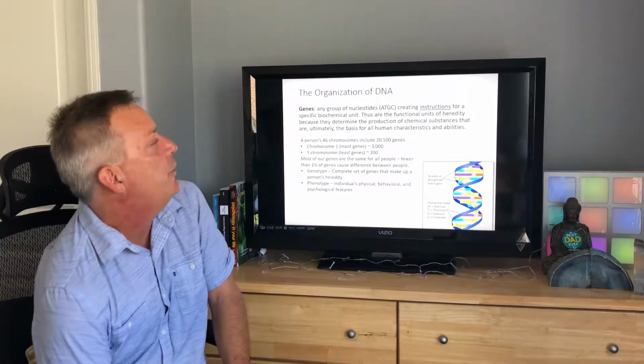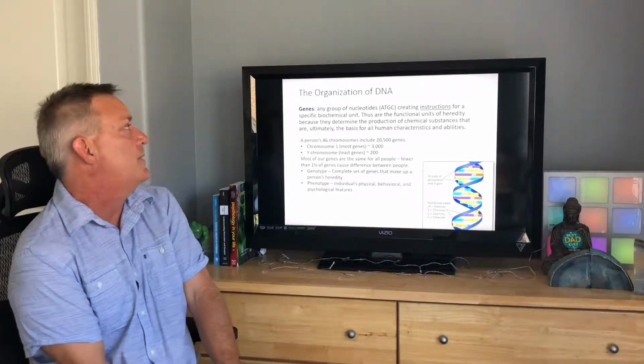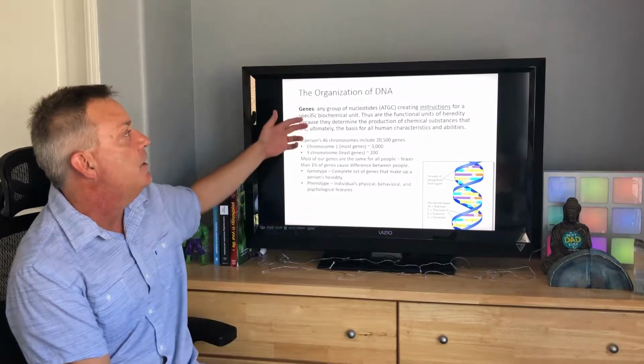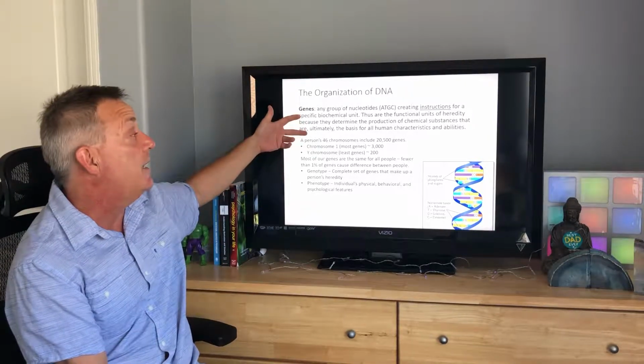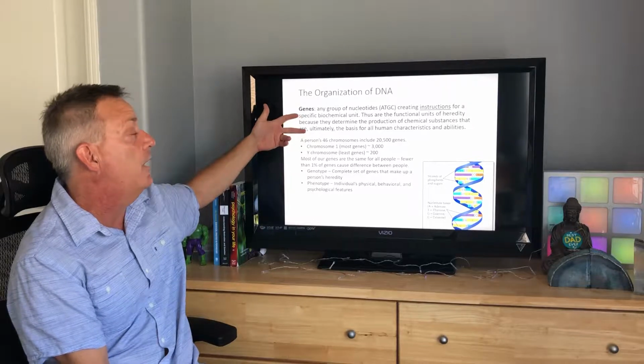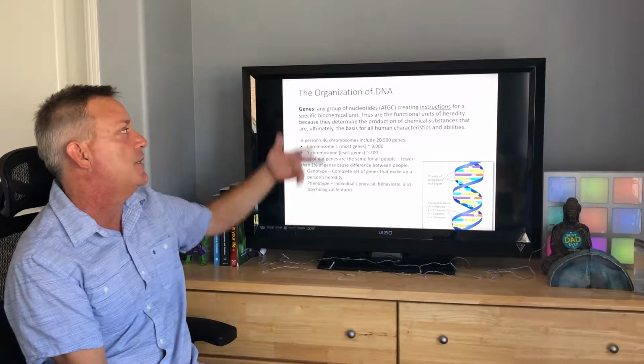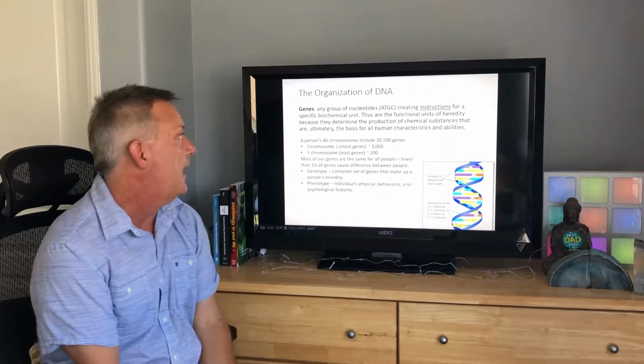Genes are any group of nucleotides creating instructions for a specific biochemical unit. Thus, they are the functional units of heredity because they determine the production of chemical substances that are ultimately the basis for all human characteristics and abilities.